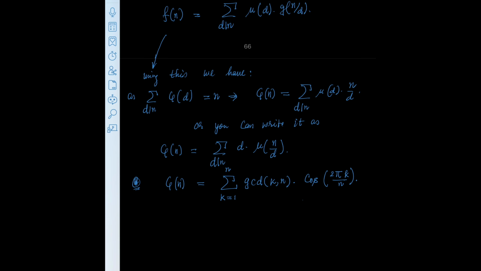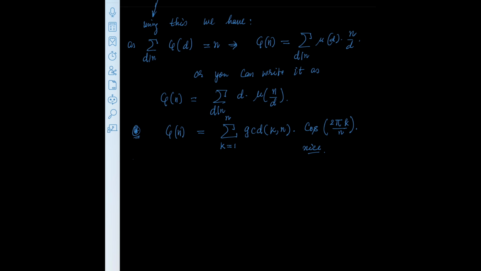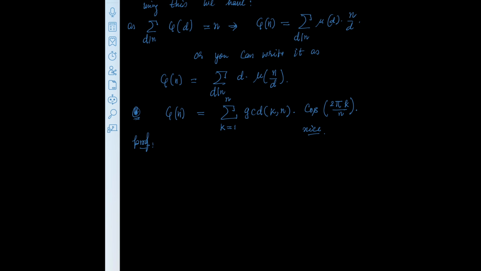Actually, I will prove that phi n equals the summation k from 1 to n of GCD of k comma n times e to the power 2 pi i k by n.